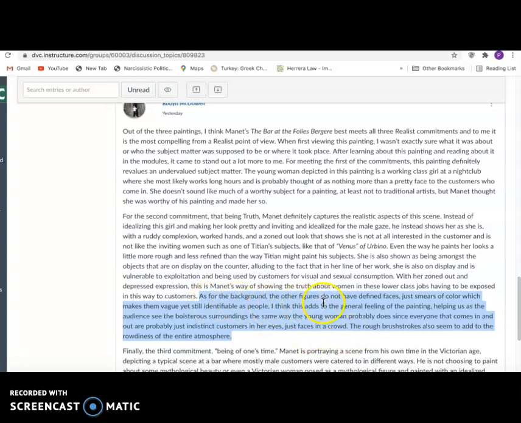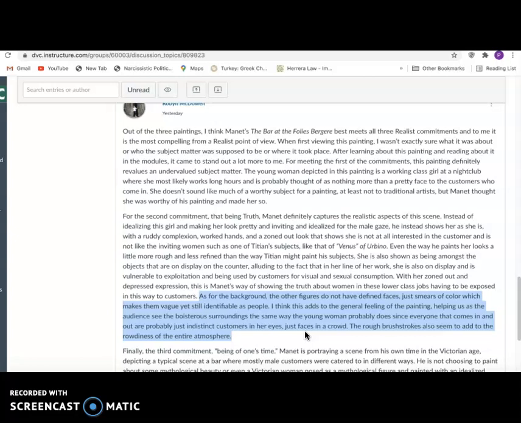As for the background, the other figures do not have defined faces, just smears of color, which makes them vague yet still identifiable as people. I think this adds to the general feeling of the painting, helping us, the audience, see the boisterous surroundings the same way the young woman probably does, since everyone that comes in and out are probably just indistinct customers in her eyes, just faces in a crowd. Wow, that's fantastic.